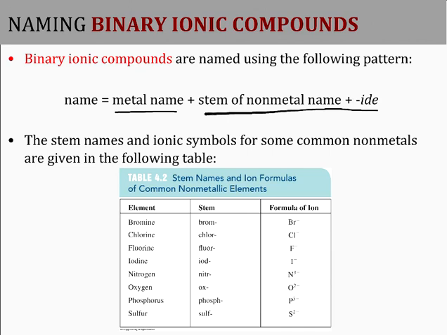So down below we have a chart of stem names for different nonmetals. So for instance, again, chlorine has the stem name chlor when it's an ion, and then we add IDE to the end, so it becomes chloride. And we can do the same thing to these other nonmetals. So bromine becomes bromide when it's an ion. Fluorine becomes fluoride. Oh, fluoride. And that's actually what's used to protect your teeth. Iodine becomes iodide.